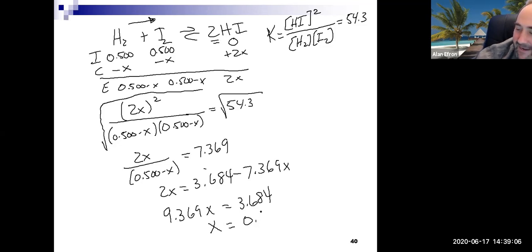I hope we end up with an answer, right? 0.393 would be our x value in this particular case. Any questions on that math?